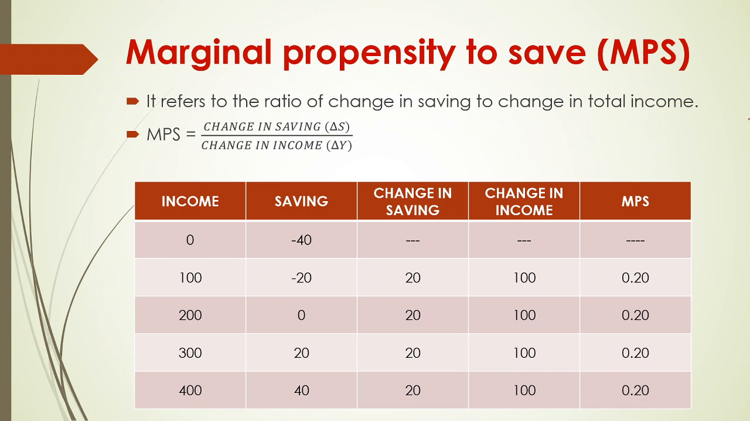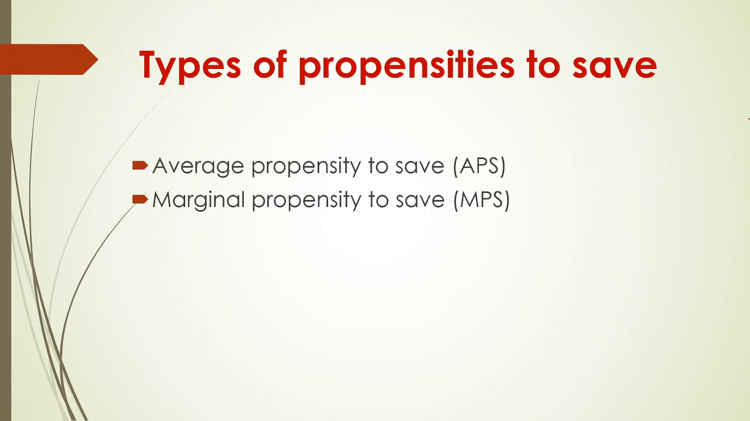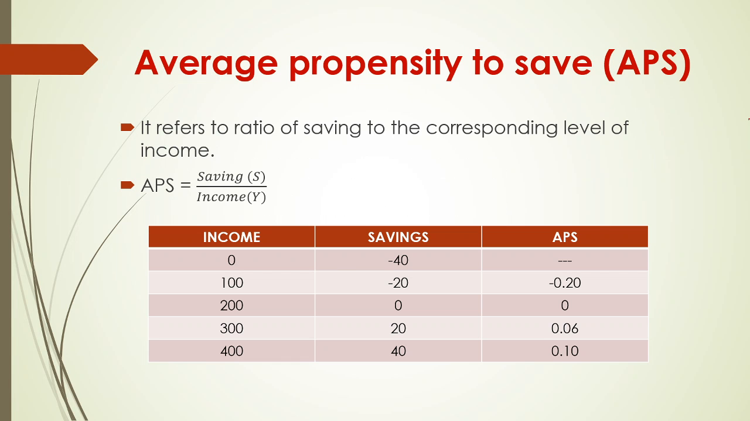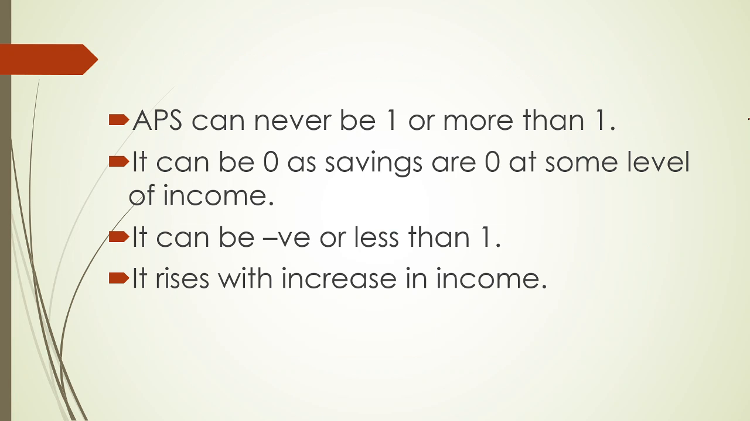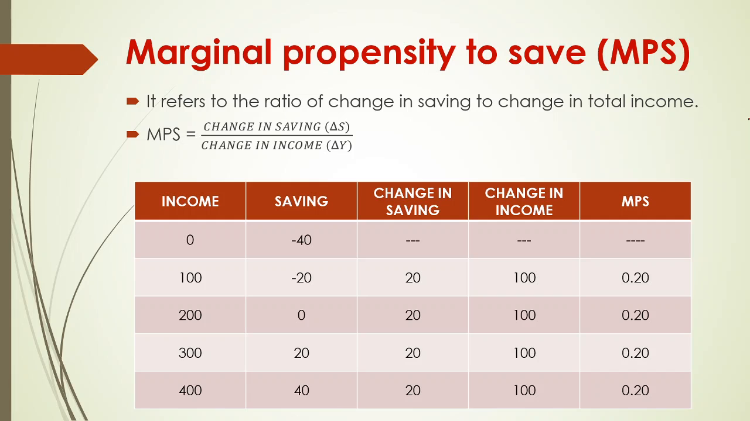Okay students, so what we have discussed till now are the propensities to save, two types: APS and MPS. APS is the ratio of saving to the corresponding level of income, APS is equal to S by Y. APS can never be 1 or more than 1. It can be 0 as saving is 0 at some level of income. It can be negative or less than 1. It rises with the increase in income. Then MPS is the ratio of change in saving to change in total income, so MPS is equal to del S by del Y.